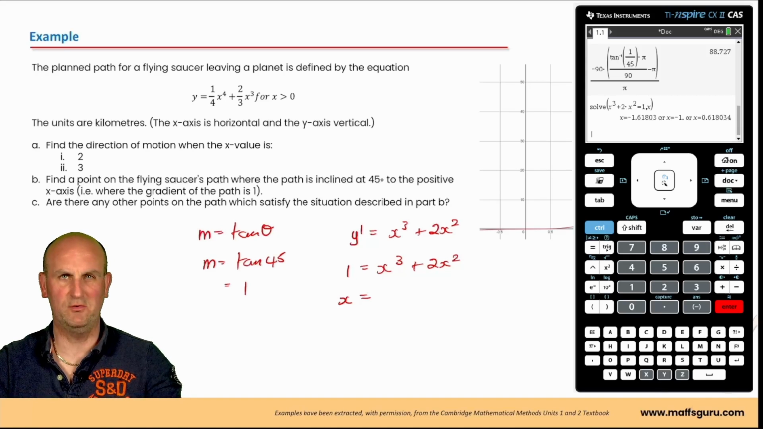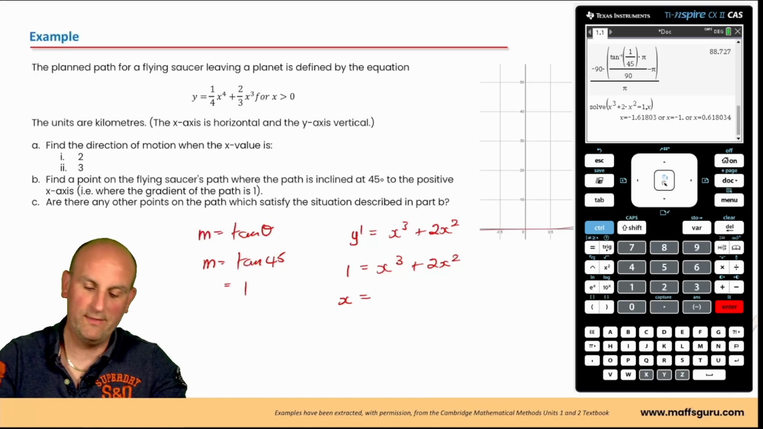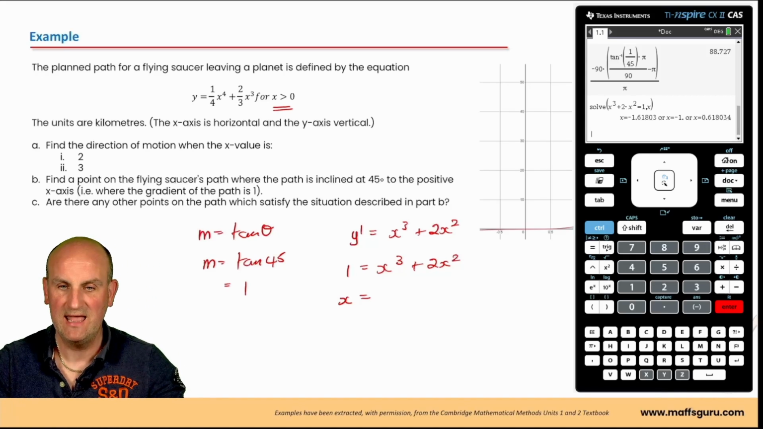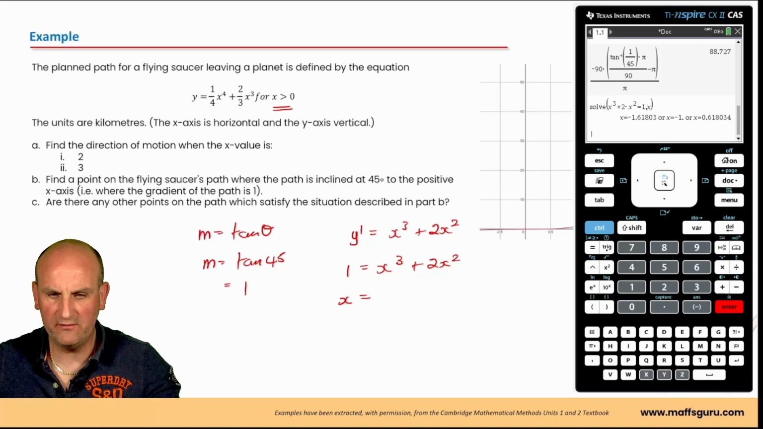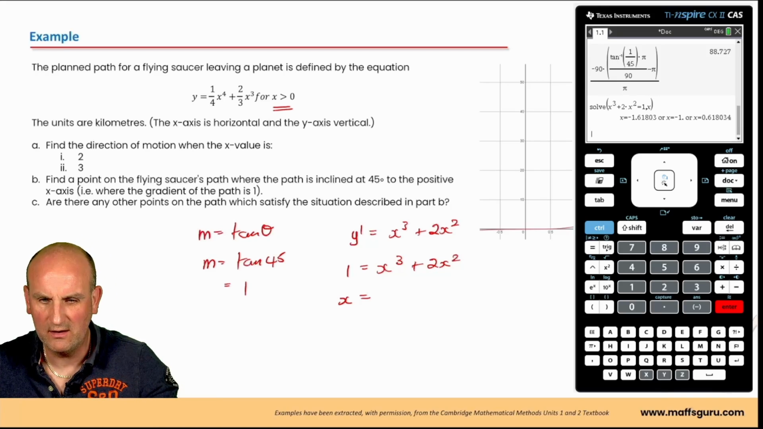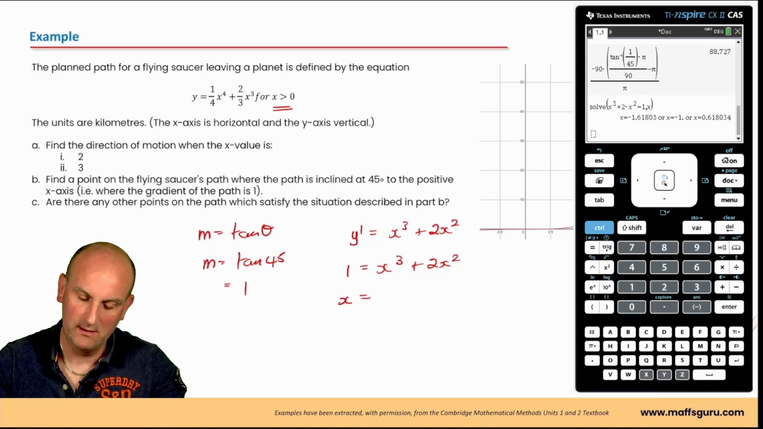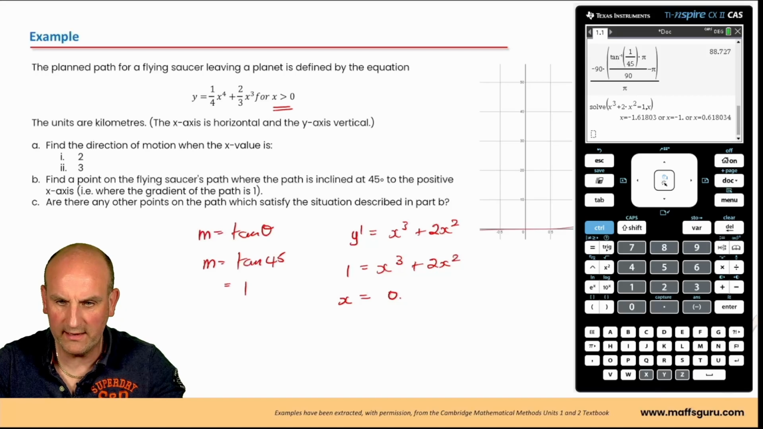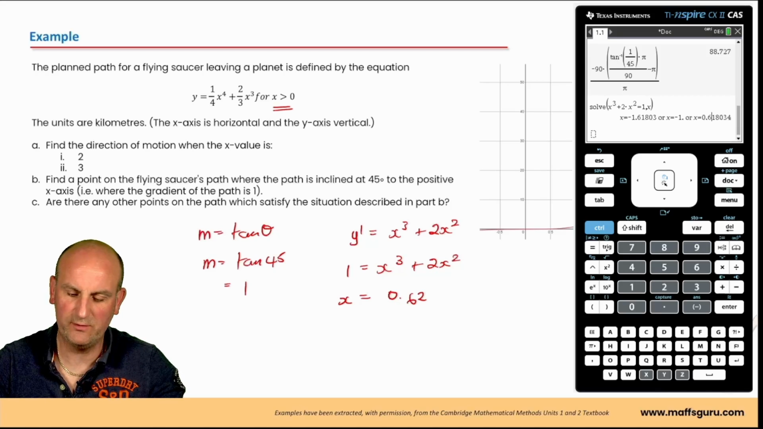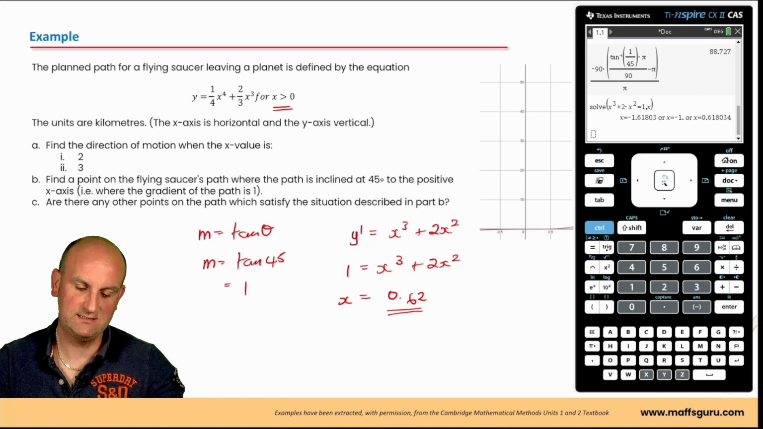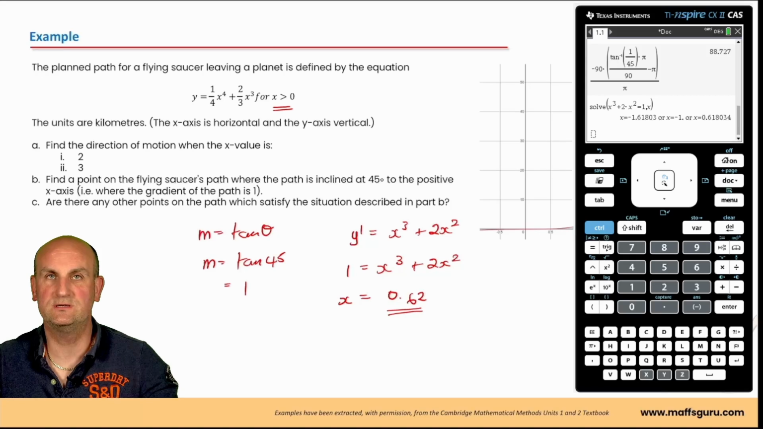So the question is, are all those relevant? No, and that's where we come back to our domain. Always check to see where there's a limitation. So in this situation, x has to be greater than 0. If we look at my values here, negative 1.6, no good. Minus 1, no good. So in which case, x would have to be that value there. So x is equal to 0.62 if we round that to 2 decimal places. So find a point on the flying saucer's path where the path is inclined at 45 degrees to the positive axis. There we go, x is equal to 0.62.